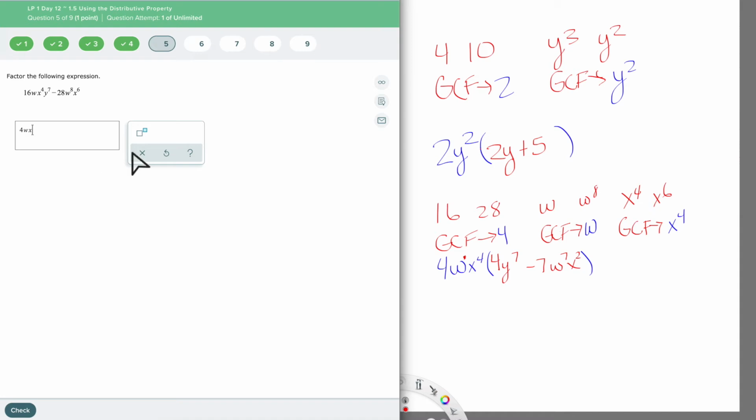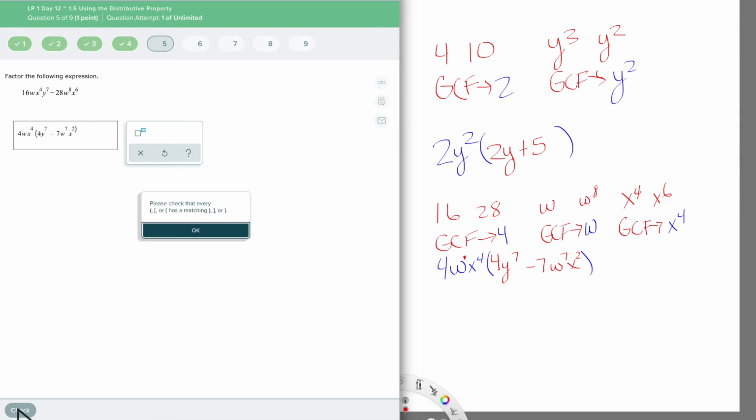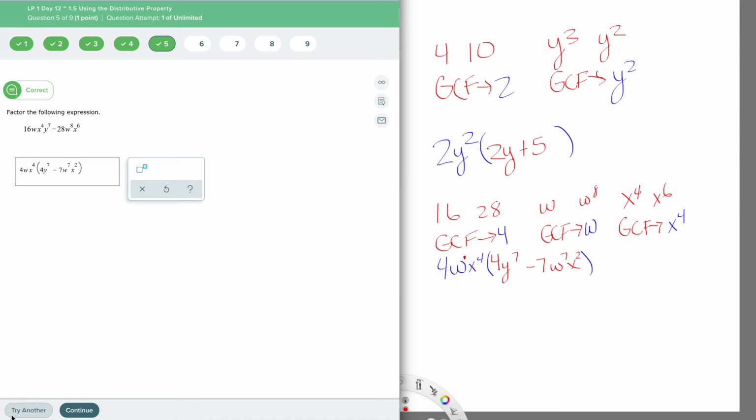4wx to the 4th power and 4y to the 7th power. I was almost going to type that funny. Minus 7w^7x^2. The longest thing is just typing this in the right way, making sure I'm not messing up these variables and these exponents. All right, I hope I didn't miss anything there. Please check that. Oops, see, I left the parenthesis up there. They didn't like that. There we go. Check.